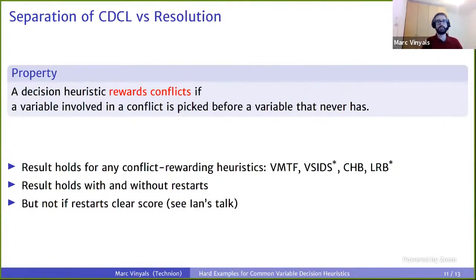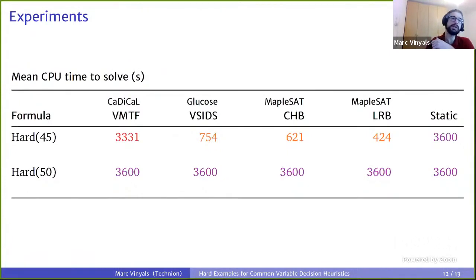Now, you might be thinking, yeah, this was some theoretical work and looks very theoretical, but what can you tell me about this in practice? Well, let's see some data. So here in this table, we have 4 solvers, each with a different heuristic, so VMTF, VSIDS, CHB, LRB, plus a 5th solver that uses an oracle.